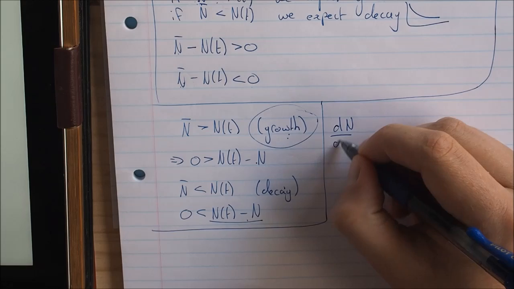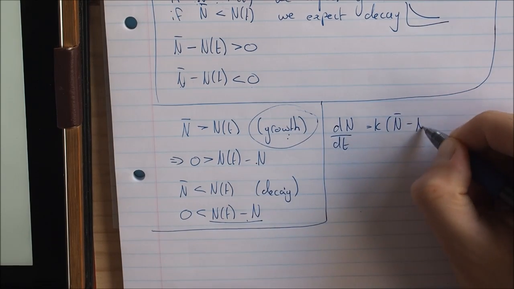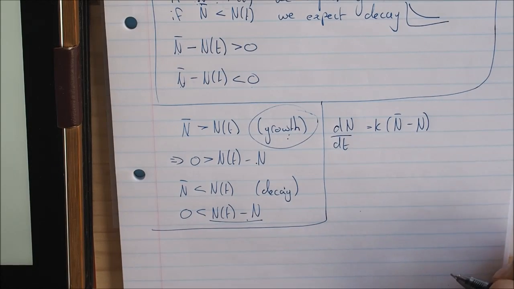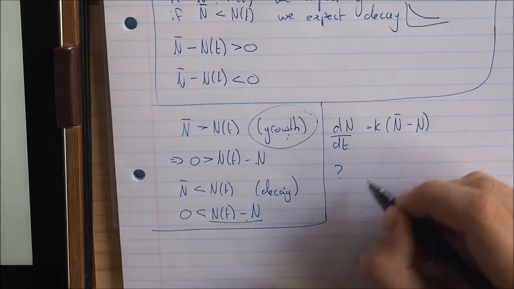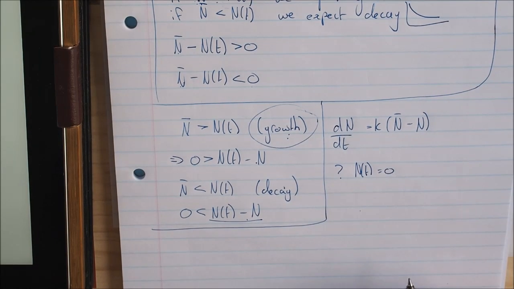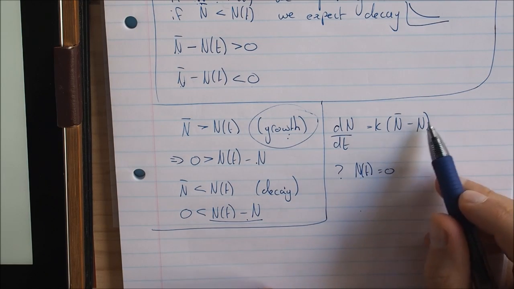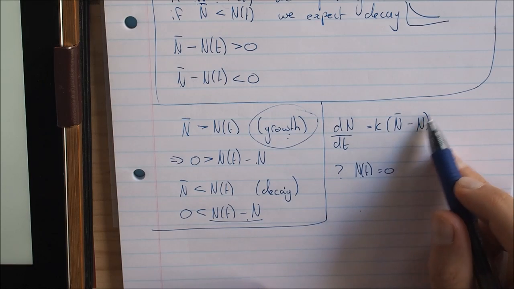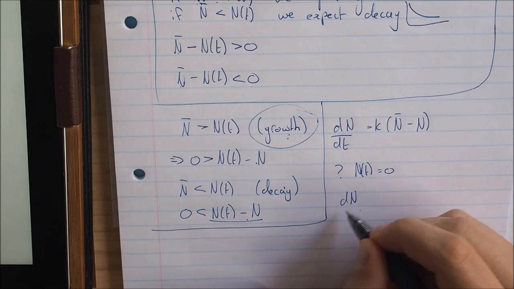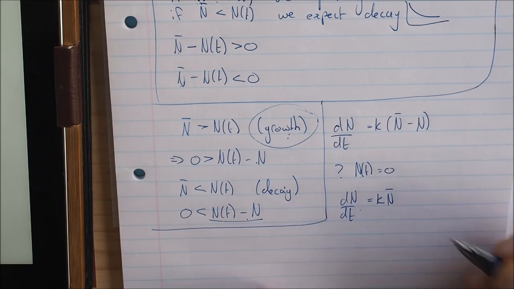So dn/dt is equal to k(n̄ − n). What will happen if n is 0, for instance? What do we expect to happen? If initially n is 0, or the population size is 0, then the rate at which the population size changes is equal to k times n̄.